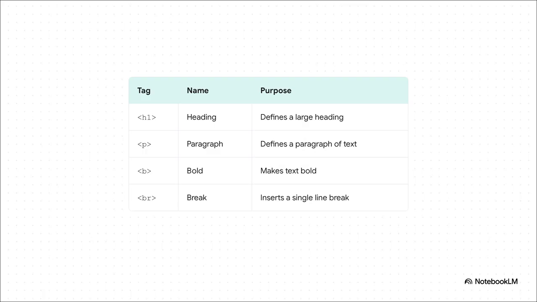So here's a little cheat sheet of the tags we just covered. We've got H1 for big headings, P for paragraphs, B to make text bold, and BR for a simple line break. These four simple tags are literally the building blocks for a massive amount of the content you see online.